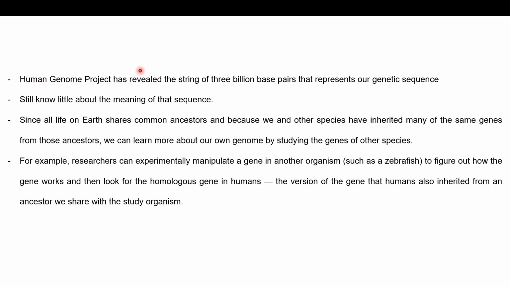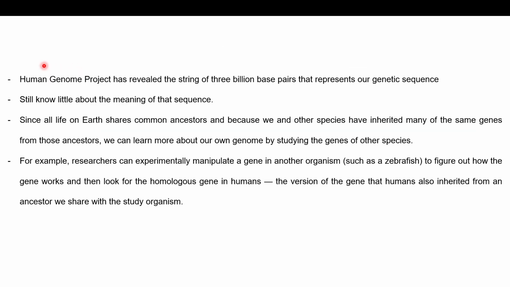The Human Genome Project has revealed the string of 3 billion base pairs that represents our genetic sequence, and still we know very little about the meaning of that sequence. Since all life on Earth shares common ancestors, and because we and other species have inherited so many genes from those ancestors, we can learn more about our genome by studying the genes of other species. For example, researchers can experimentally manipulate a gene in another organism. We looked at the zebrafish model to figure out how the gene works and then look for the homologous gene in humans, the version of the gene that humans also inherited from an ancestor we share with the study organism.